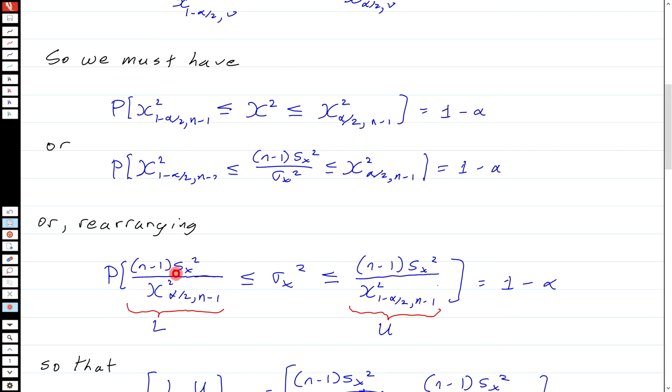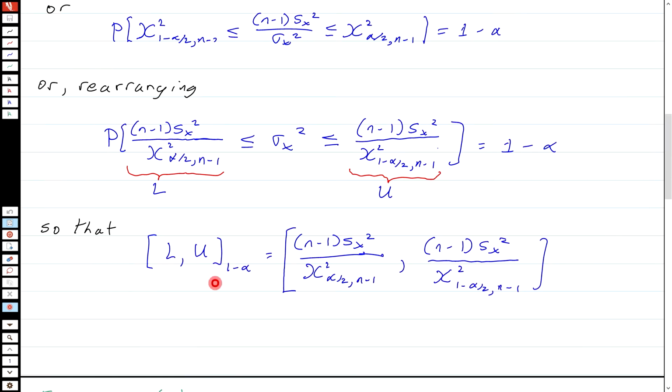The probability that (n minus 1) sx squared over chi-squared alpha by 2 with n minus 1 degrees of freedom is less than or equal to sigma x squared, which is less than or equal to (n minus 1) sx squared over chi-squared 1 minus alpha by 2 with n minus 1 degrees of freedom, must be equal to 1 minus alpha. So the term on the left-hand side has to be our L, and the one on the right has to be our U. The probability that our true variance lies between L and U is just 1 minus alpha. That means our LU has this form for variance. It's basically two terms, one involving chi-squared alpha by 2, and the other involving chi-squared 1 minus alpha by 2.